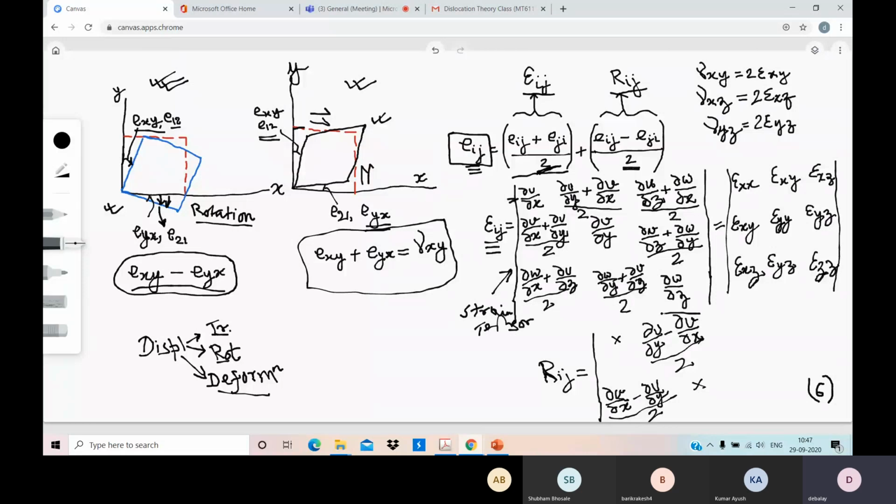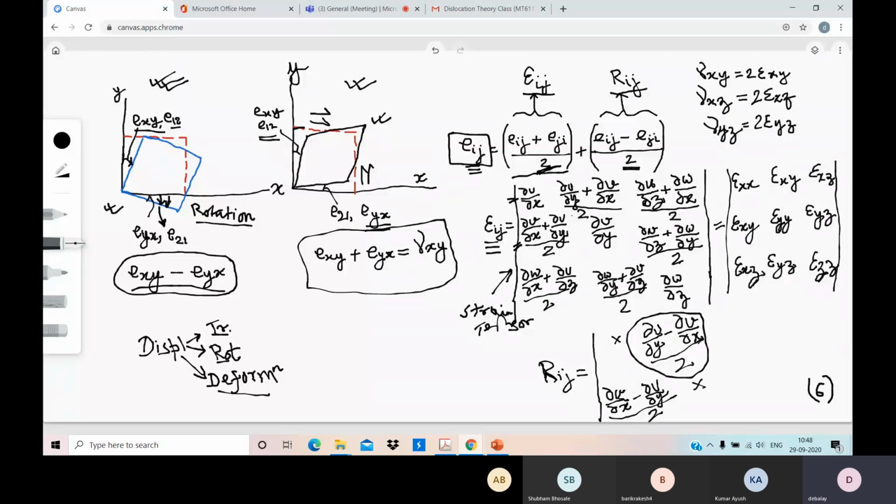Whereas the rotational tensor, what is the second term? Rotational tensor, second term is Exy minus Eyx by 2. So you will find in the strain tensor, the term is del u del y plus del v by del x divided by 2.